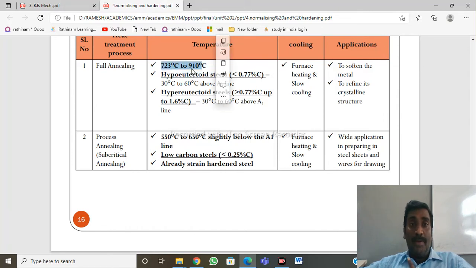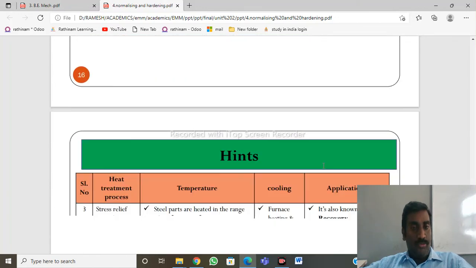That means above the upper critical temperature. But the process annealing can be done below the upper critical temperature, like 550 to 650 degrees centigrade, slightly below the A1 line. We may understand that it applies to low carbon steels, 0.25% of carbon, already strain hardened steel, with furnace heating and slow cooling, and wide applications in preparing sheets and wire drawing.